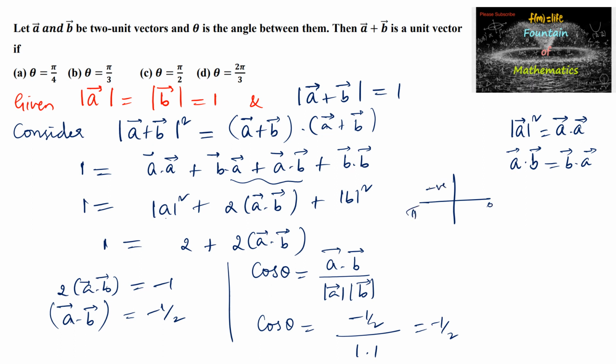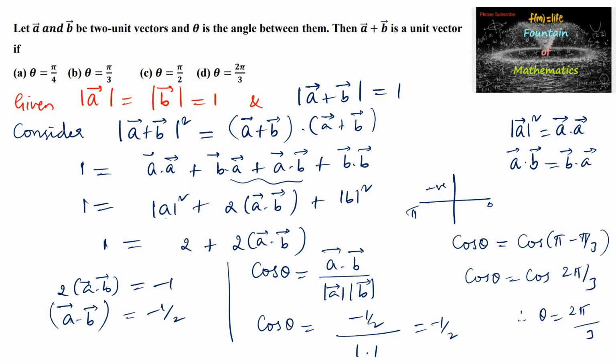let us consider cos theta is equal to cos(pi minus pi by 3). That is cos theta is equal to cos(2 pi by 3). So therefore the angle we can take as 2 pi by 3, that is 120 degrees. So you can go with option D.